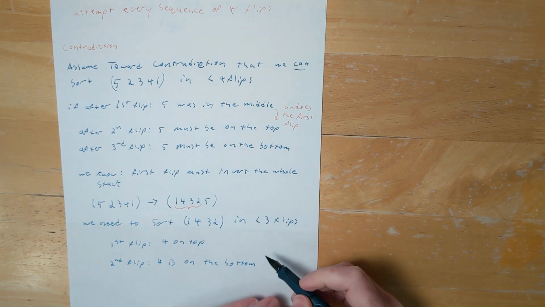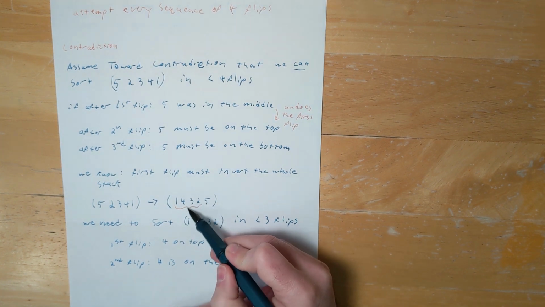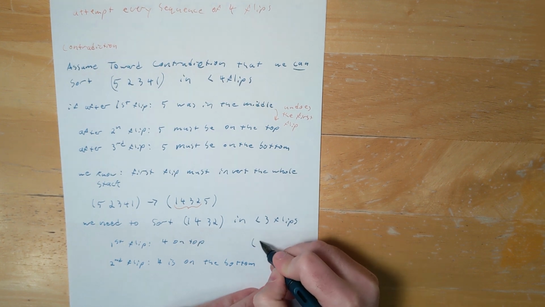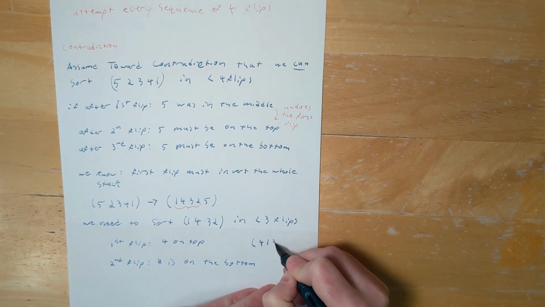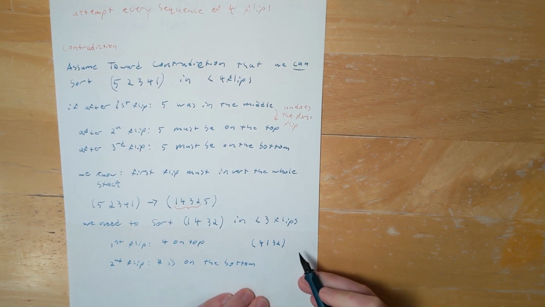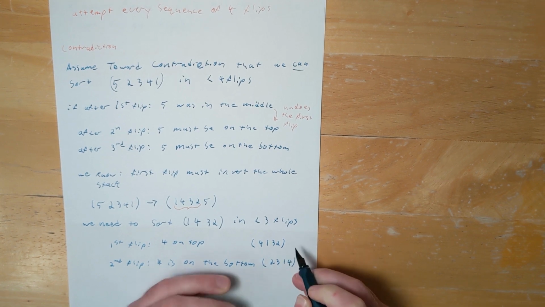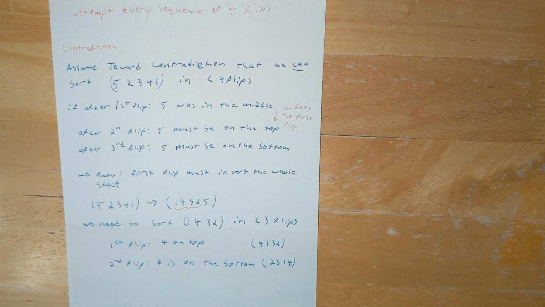which essentially forces us to say that the first flip is going to insert the spatula between 4 and 3 to give us 4, 1, 3, 2. And then our second flip, to have any hope of sorting things, is going to need to invert the whole stack, which is going to be 2, 3, 1, 4. And now we're out of flips, and this is not sorted. We can see here that it is impossible to sort 1, 4, 3, 2 in fewer than 3 steps.